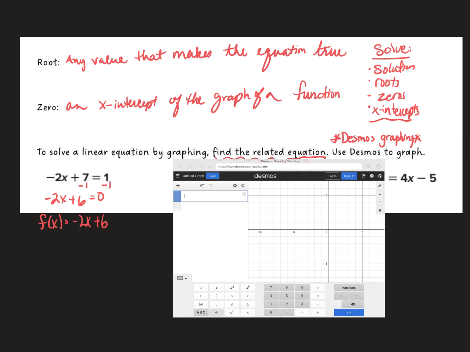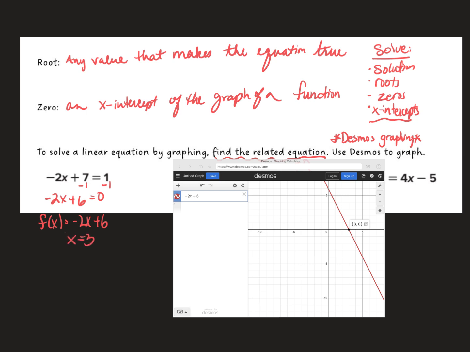The keyboard comes up, and I'm going to just type in negative 2x plus 6. And the solution is the x-intercept. Well, the x-intercept is 3. So x equals 3. And I just solved that by graphing. Now go back just for a minute and solve that in your head. Subtract 7. So negative 2x would equal negative 6. Divide by negative 2. X would be equal to 3.